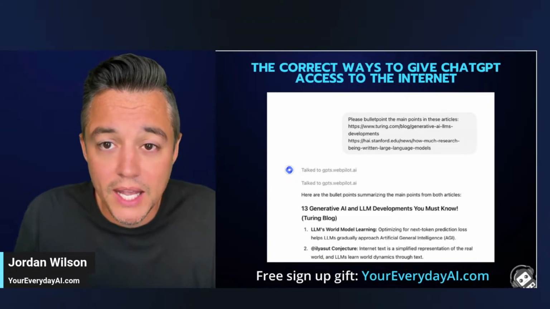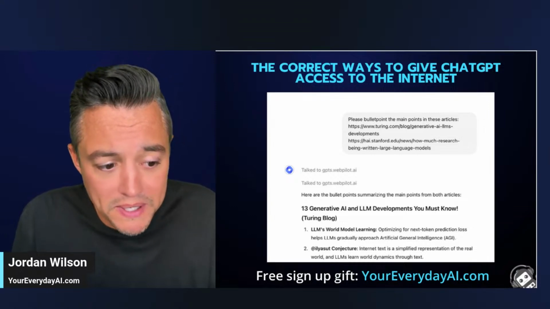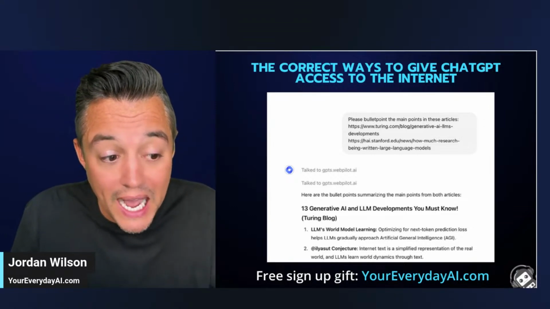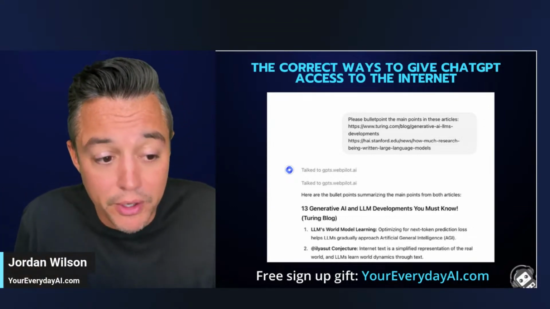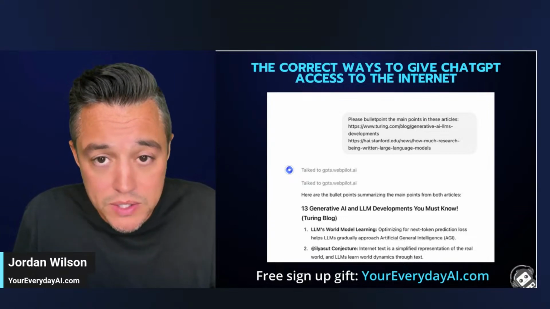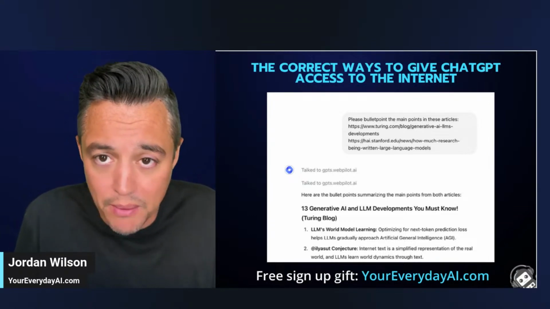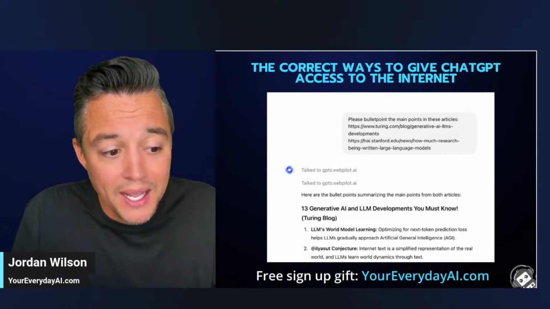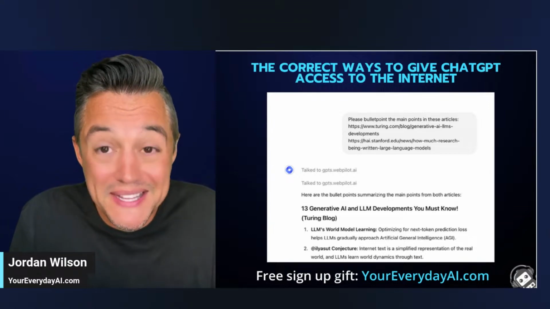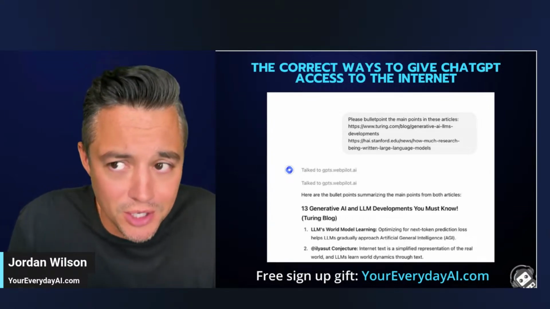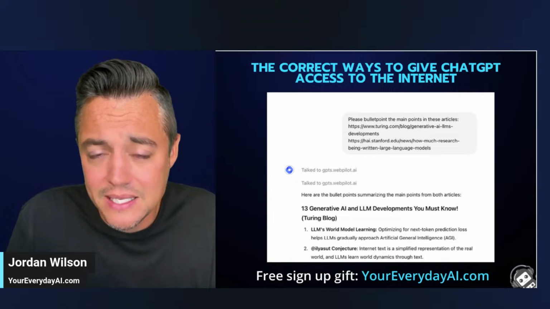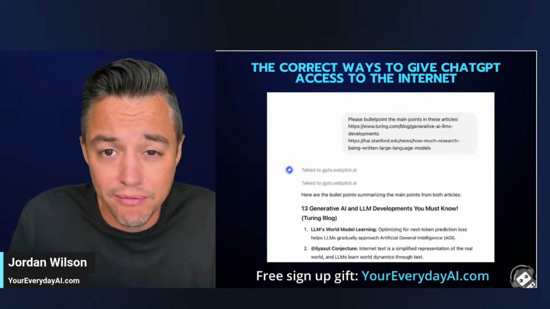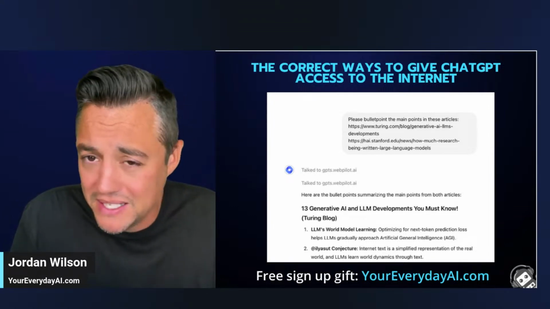But if you use an internet-connected GPT like WebPilot, then I can say, right, so I pulled two different URLs about some LLMs, because that was our whole topic, our example, and I'm saying, please bullet point the main points in these articles. I just dropped two, but I'd say most GPTs do a pretty good job handling at least five, maybe six URLs.